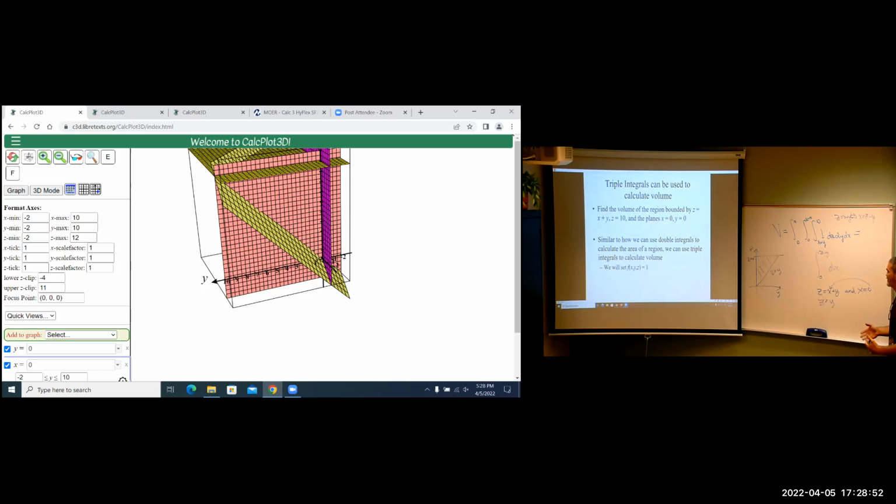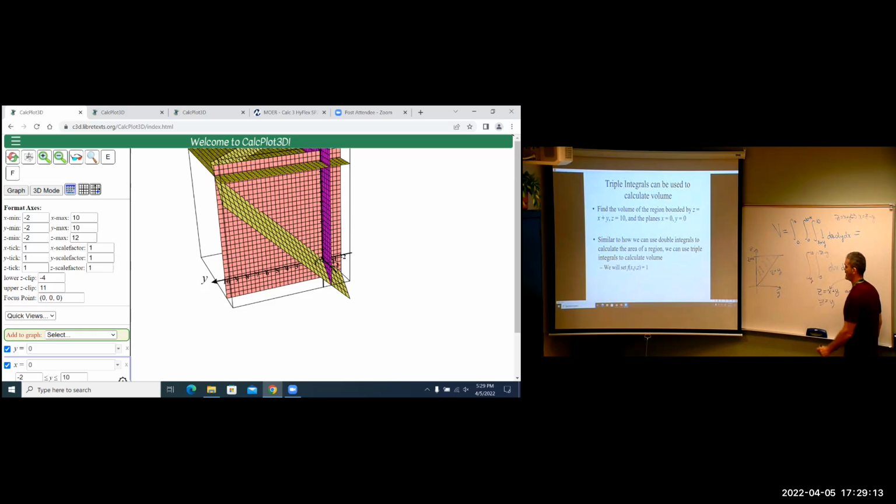So we can go in either order. I got it as z equals y. It's real easy to flip over to y equals z. It's kind of up to you. Let's say we decide to do dz next. Now the bottom is z equals y because we want above it, right? So our lower limit is y, our upper limit is 10.